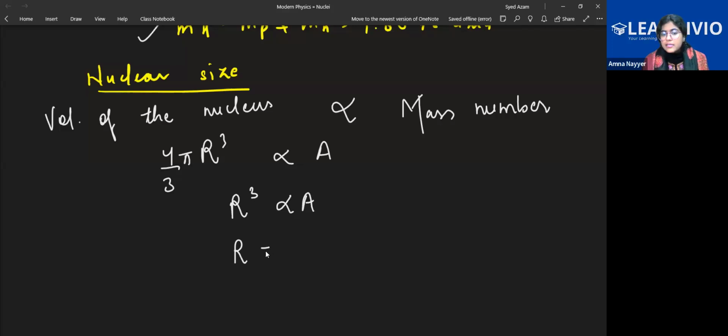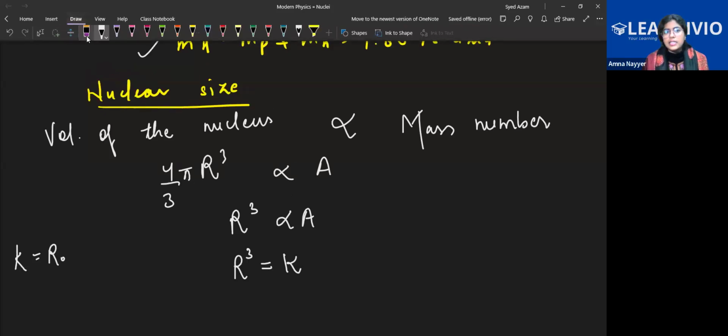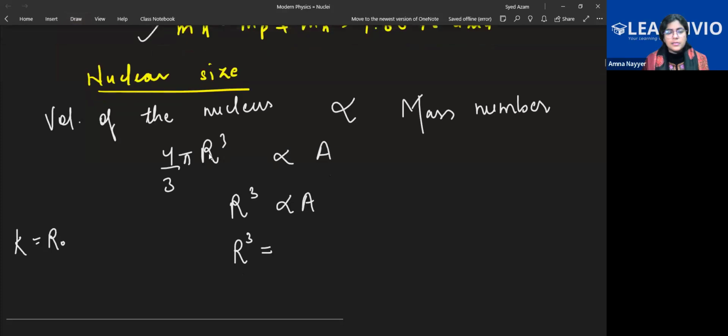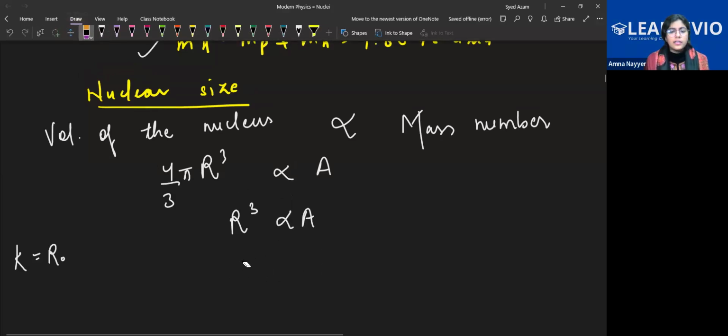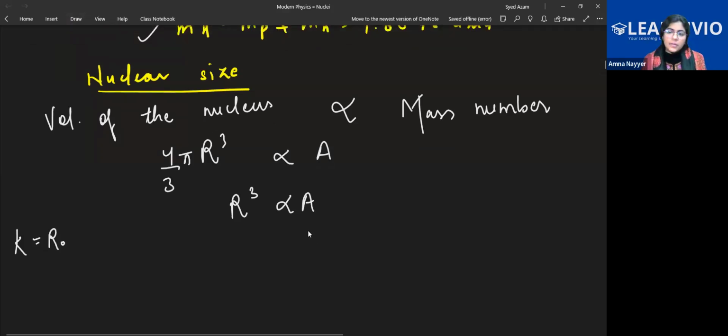From here, I can say r cube is directly proportional to A. Now, the proportionality sign can be removed, and this can be equated as is equal to k. The constant that we'll be writing here is r naught basically. R naught is actually the constant that comes into action. So r cube is directly proportional to r naught A, okay? So r cube is directly proportional to A.